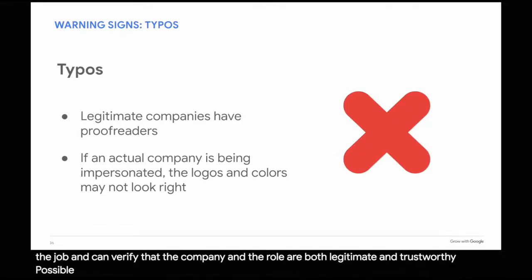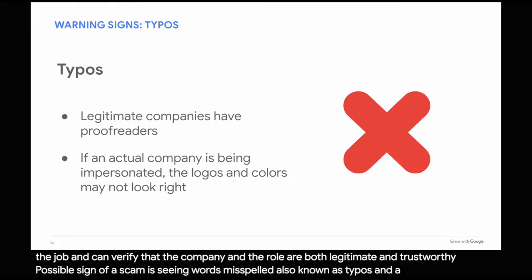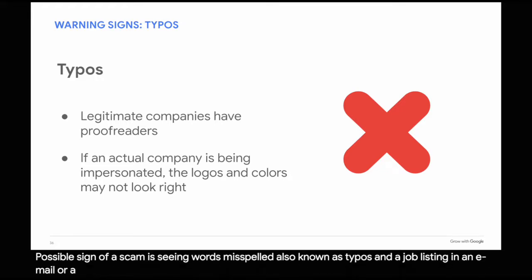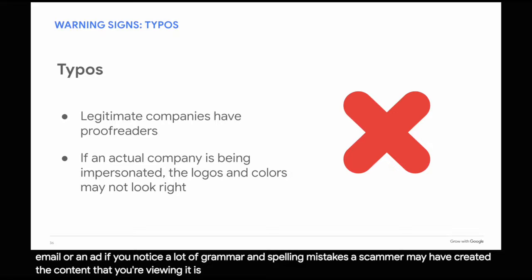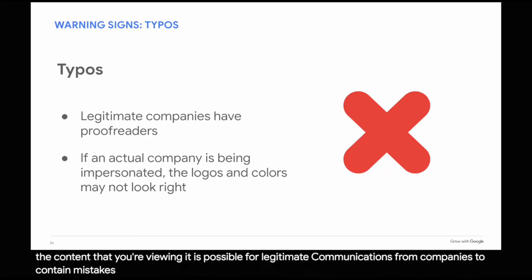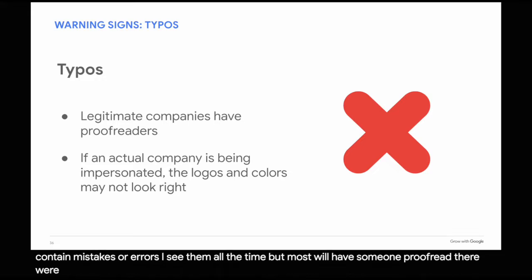One possible sign of a scam is seeing words misspelled, also known as typos, in a job listing, in an email, or an ad. If you notice a lot of grammar and spelling mistakes, a scammer may have created the content that you're viewing. It is possible for legitimate communications from companies to contain mistakes or errors. I see them all the time. But most will have someone proofread their work carefully so it's not common, or at least not as frequent in the postings.